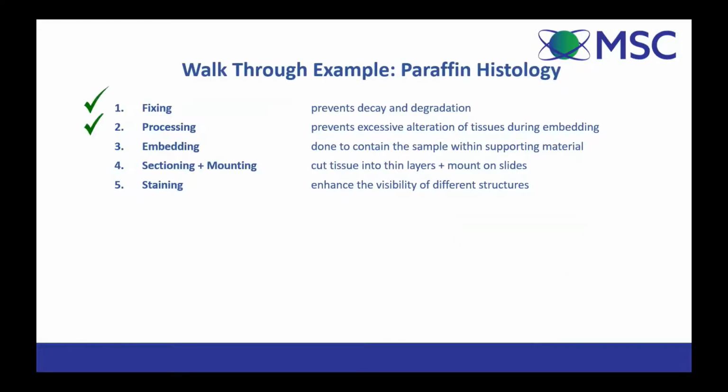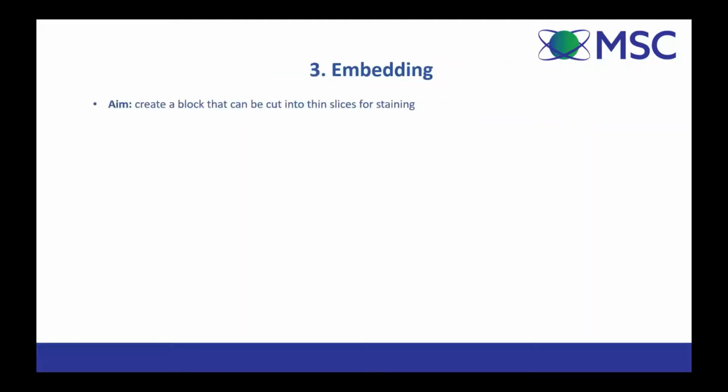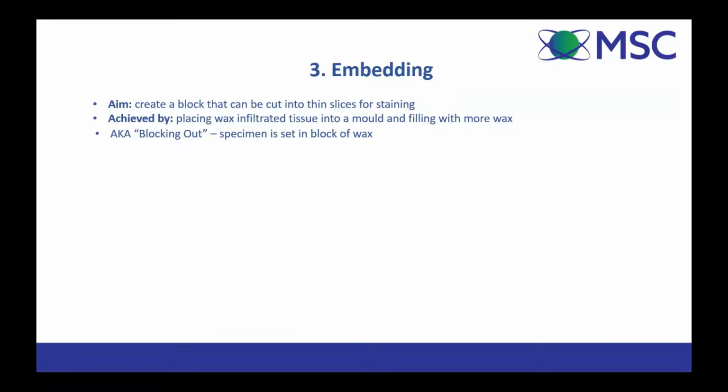So we're moving fairly quickly through our processes now, and we're going on to embedding. The aim of embedding is to create a block that can be cut into thin slices for staining. And this is achieved by placing your wax infiltrated tissue into a mold and filling it with more wax. This is also known as blocking out, because the specimen is set in a block of wax. And you have 2 really main requirements for this.